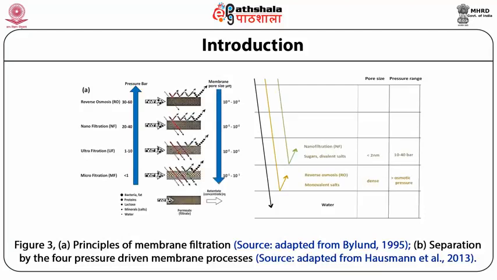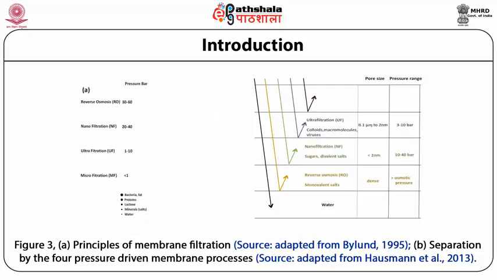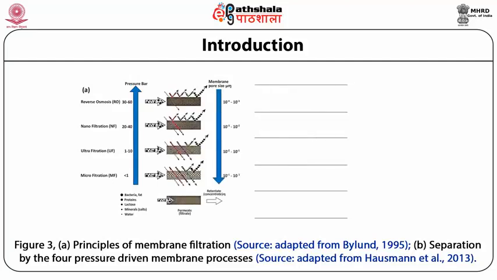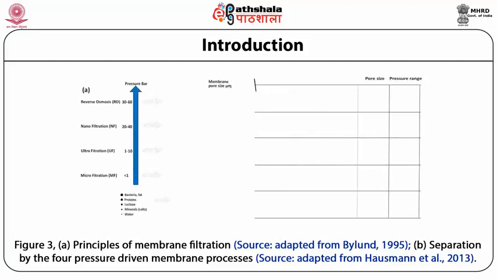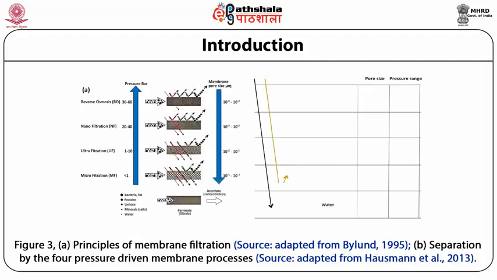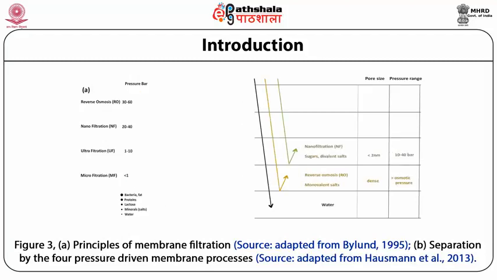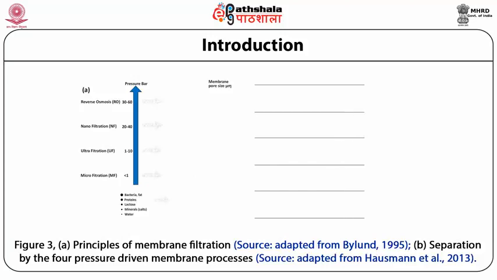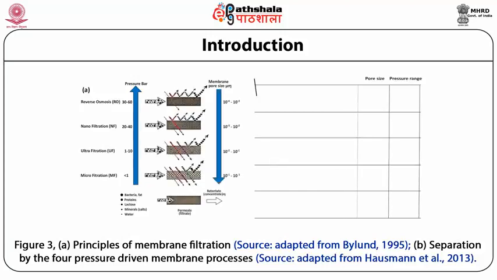Figure B also shows what will be the permeate and what will be the retentate, in terms of the pore size and the pressure range. In figure B, we can see that in the case of microbes, bacteria and suspended solids are retained, and here the pressure is up to 1 to 3 bar. For UF, the pressure may be 3 to 10 bar. For NF, the pressure may be 20 to 40 bar.